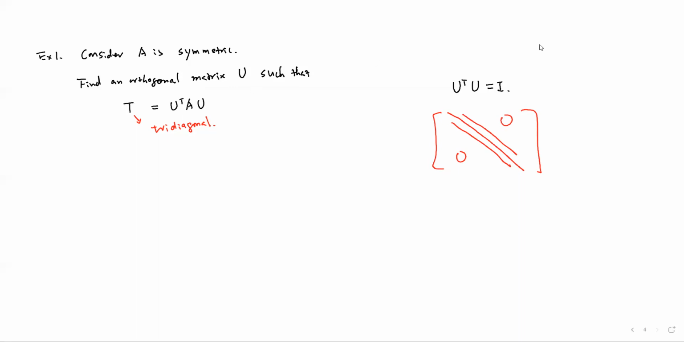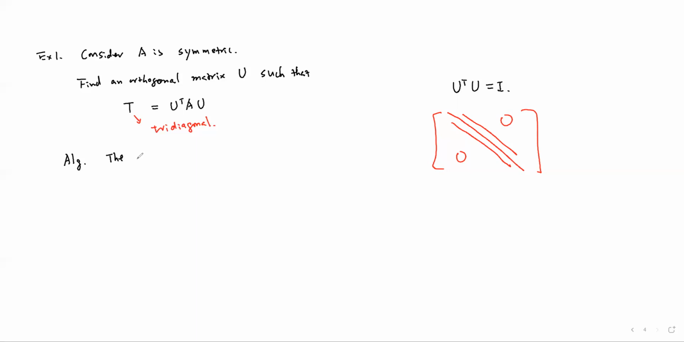Then perform the QR algorithm on T, because T is similar to the matrix A. So T and A have the same eigenvalues. So I can look for eigenvalues of T, right? The eigenvalues of T are the same as the eigenvalues of A. Okay, now this is an improved algorithm.